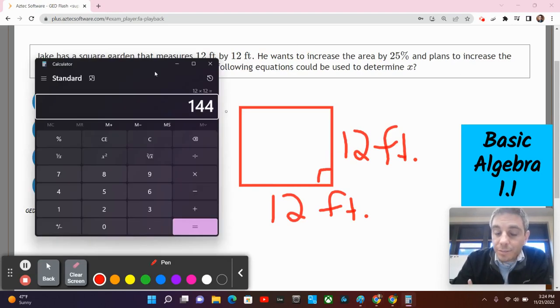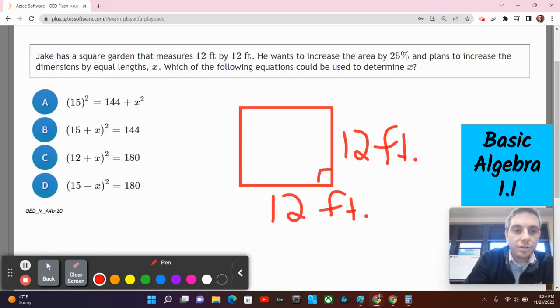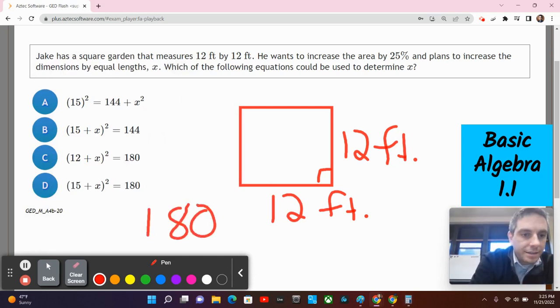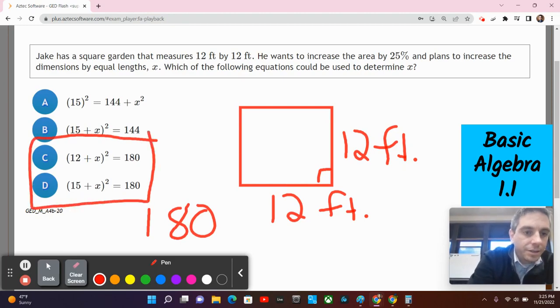Figure out what 25% of 144 is, and then add that to 144. Let's go ahead and do that method. So I'm going to leave 144 in there and times it by 25% in its decimal form, 0.25, and I get 36. I'm going to take that 36 and add it to 144, which was originally there, and I get 180. So that means that the new area should be 180 square feet. It looks like that kind of matches to either C or D.